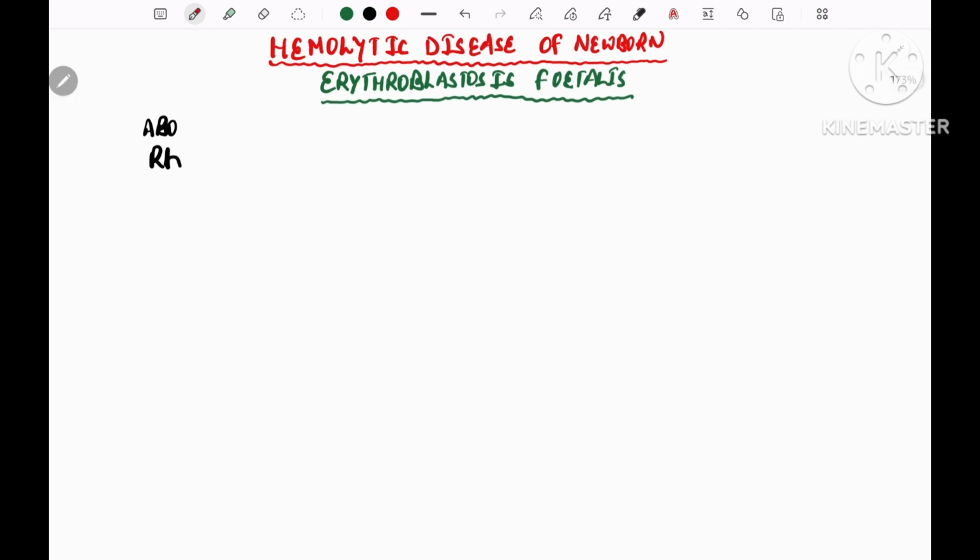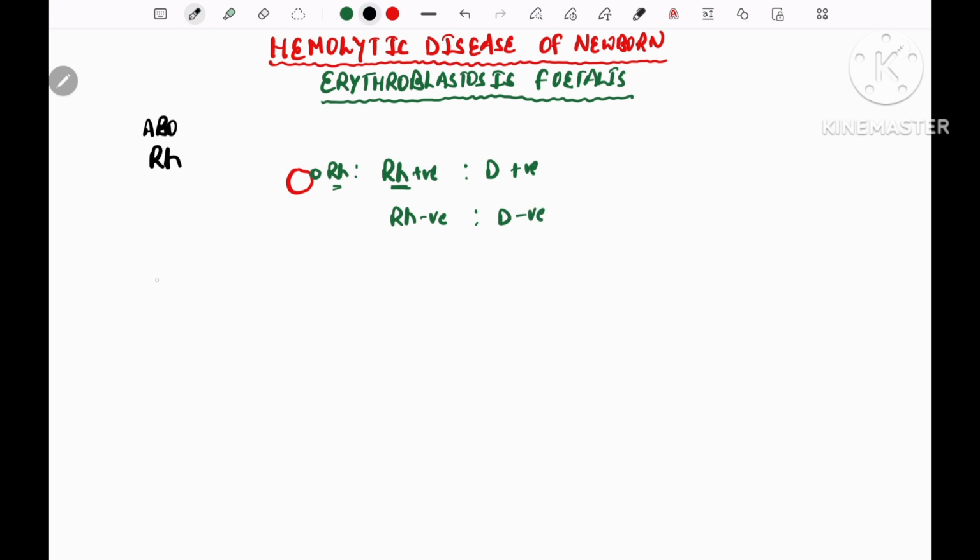So in an RBC, if the Rh antigen is present, then it is known as Rh positive. The person who has the Rh antigen in the red blood cell is Rh positive, and the person who does not have it is Rh negative. In the Rh blood group system, the main antigen is the D antigen. So we can call Rh positive as D positive and Rh negative as D negative.